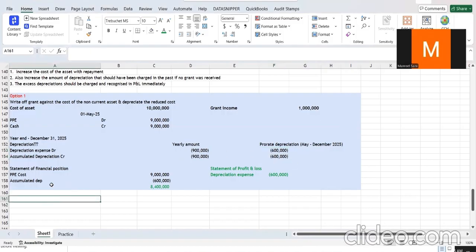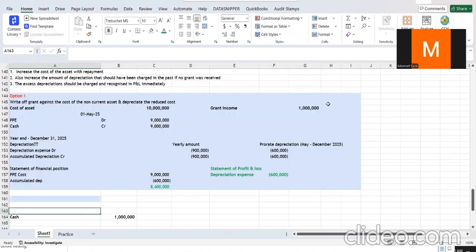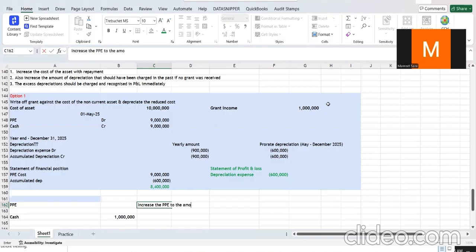So I have to repay cash. I have to repay cash for 1 million because I have to repay the grant income for 1 million, right? So now I have to increase my PP&E. I have to increase the PP&E to the amount it should have been if no grant income was received.